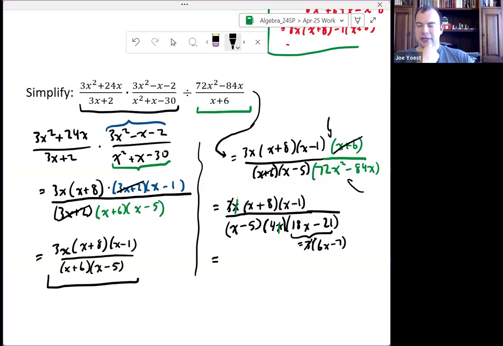And I might notice that 72x squared minus 84x has a common factor of x I could factor out. Looks like maybe I have a common factor of 4 that can come out, or I can at least see that there's definitely a common factor of 2. So I can factor this to something like 4x times 18x minus 21. I see that my x's divide out. But after I factor out a 4, I realize that 18x minus 21 additionally has a common factor of 3 that can also factor out. So 18x minus 21 is 3 times 6x minus 7. And that 3 in the numerator divides out with that one.